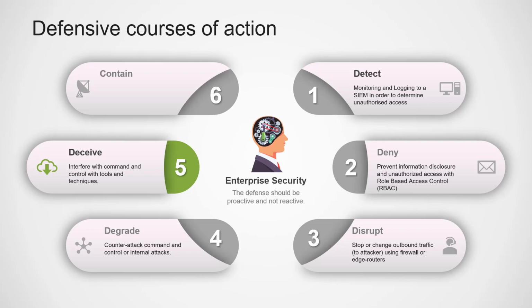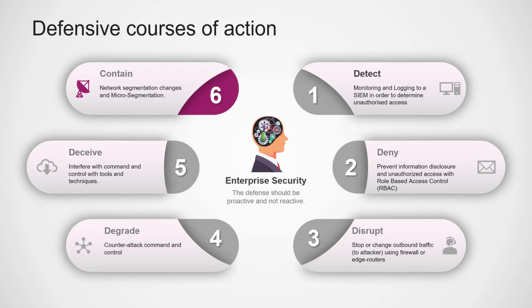We can also deceive, meaning we can interfere with the command and control with tools and techniques. These also include things like honeypots. Honeypots in your organization could be systems that pretend to be production systems, but what they do is deceive the attackers into trying to attack them, and you can log that. So if you have a honeypot and somebody actually attacks it, you know that you have a high possibility of a breach in your organization.